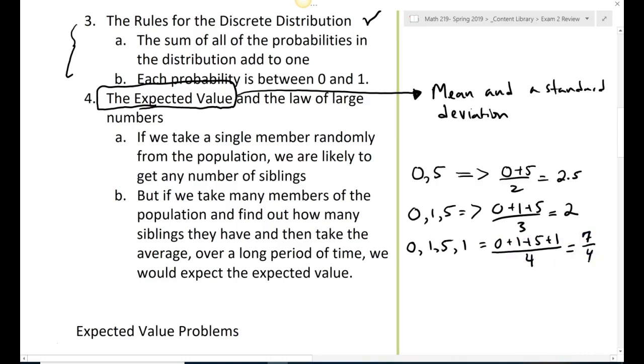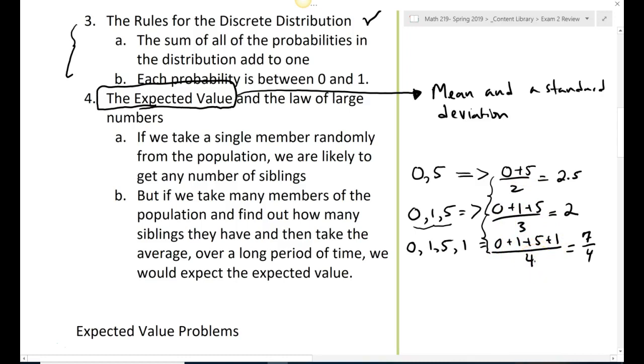Okay, so what we get is that as we start to increase the number of people that we select, we'll ask them, how many siblings do you have? And then we're going to take that average. We're going to take the average, and that's what I did each step here. If you remember how you find it by hand, that's how you find the average by hand. 0 plus 5 is 2, 0 plus 1 plus 5 is 3, 0 plus 1 plus 5 plus 1 over 4, okay, that kind of thing.